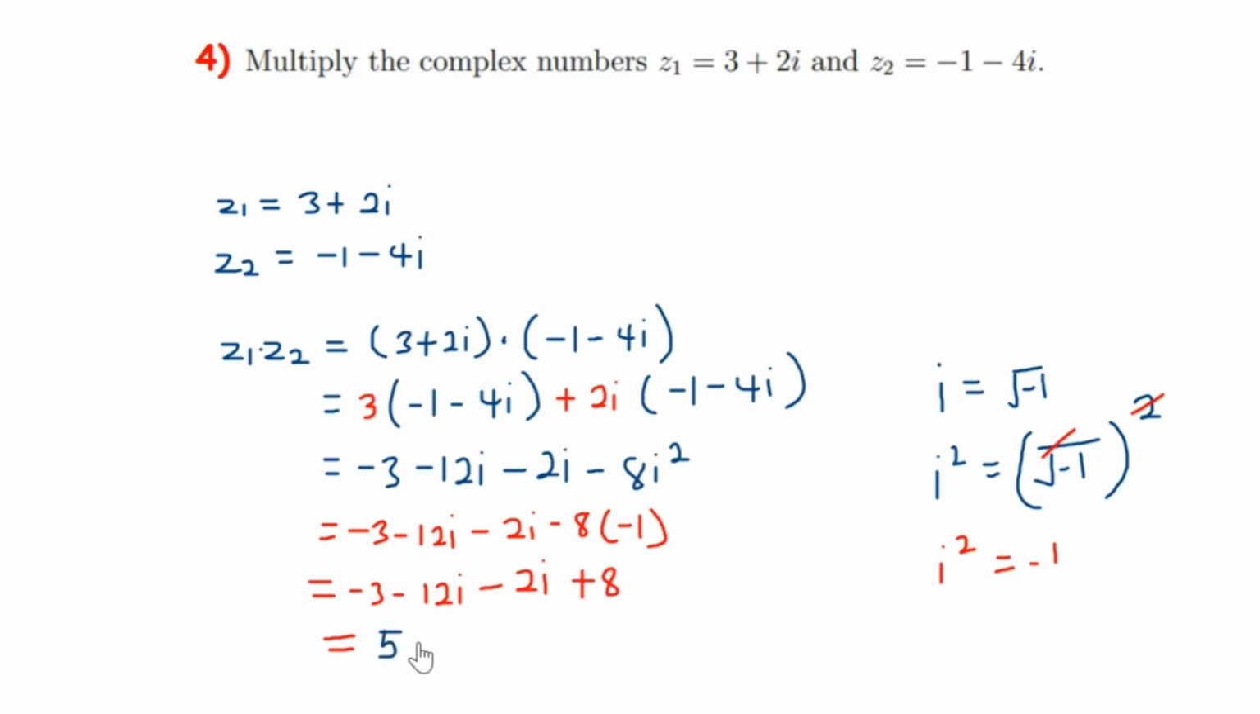And then for the imaginary part, we have what? Minus 12 and then minus 2, that is minus 14. So that's minus 14i. Okay, so that will be the product of z1 and then z2. So let's move on to the next example.